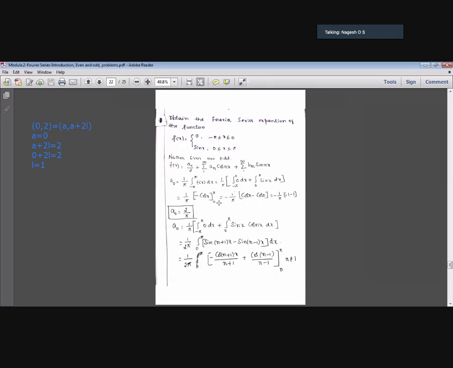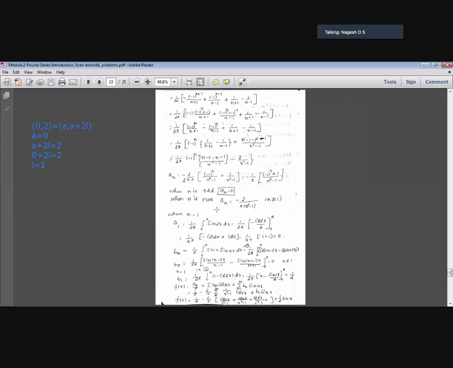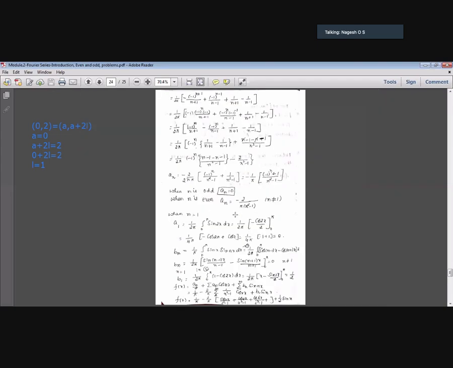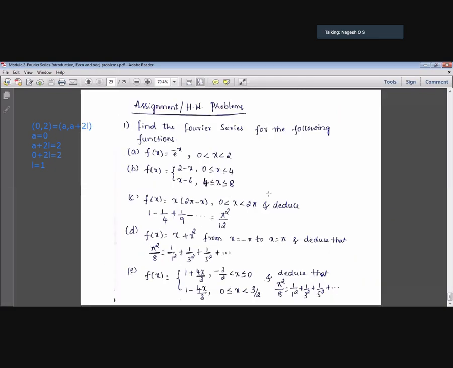Try these problems. The 10th one is lengthy. Since you have notes, try this. Try these 3 problems, the 10th one and this homework. It is there in the notes. Try this. We'll go to the next concept.